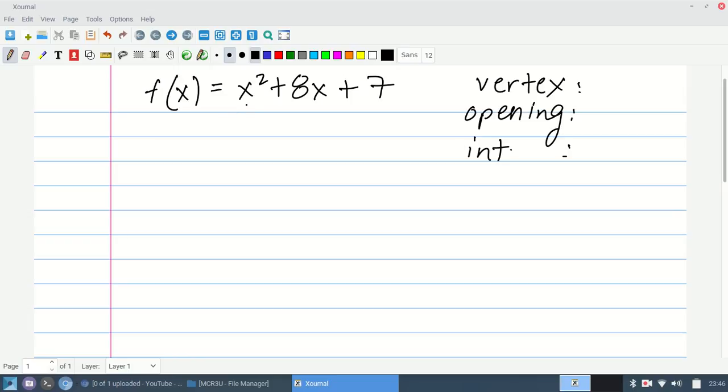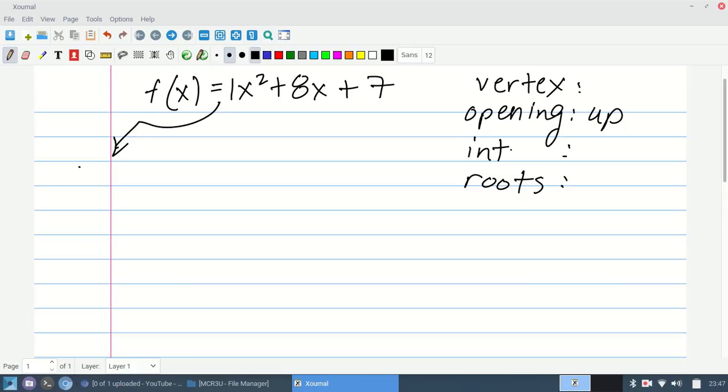First of all, we need to figure out the direction of opening. There's a positive 1 in front of the x squared. That tells us that the opening is up. We also can find the roots because that can help us find the vertex, and I'll show you how. If we know the roots, we can find the vertex easily. So let's see the roots.